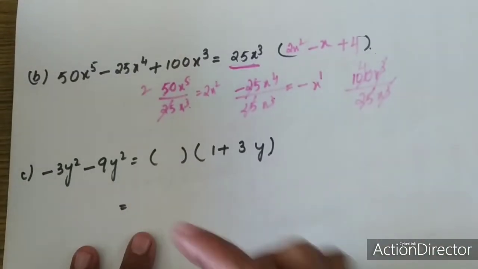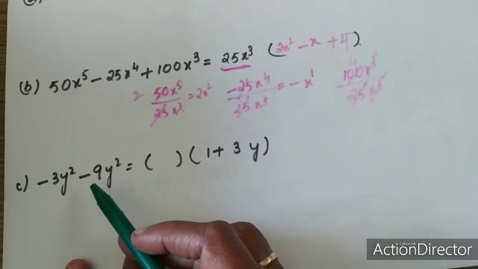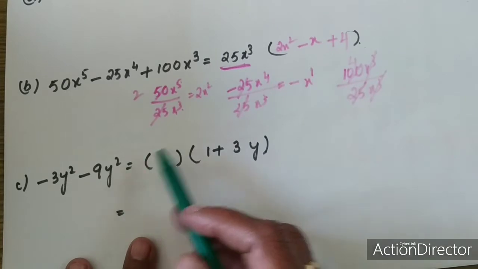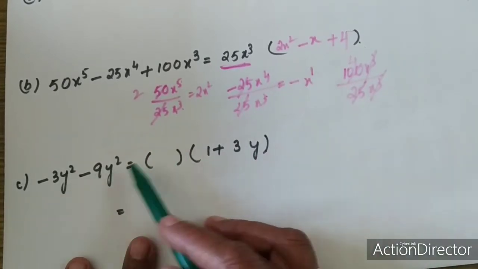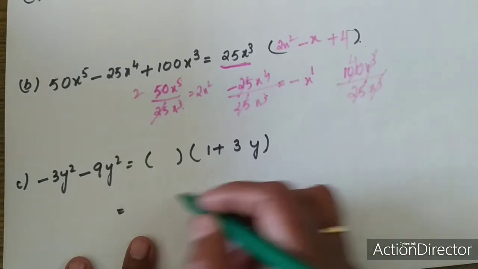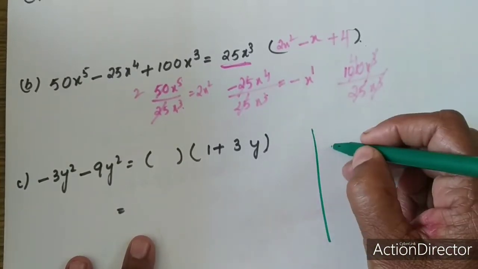Now coming to the third sum, minus 3y square minus 9y square. The second bracket is already given. The first bracket you have to find, that is the HCF of these two terms. So what is the HCF that is given over here? I have to find it out.